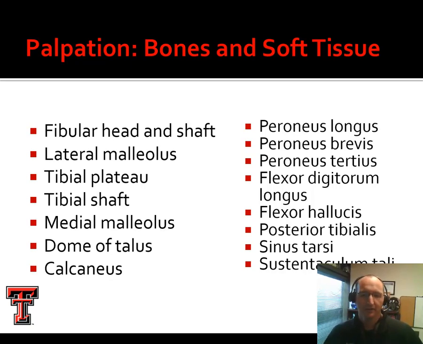Take a look in your textbook, make sure you're familiar with the terms sinus tarsi and sustentaculum tali. Those are two areas that we often will palpate just to make sure we don't have a ligamentous injury or an avulsion fracture. So the sinus tarsi is on the lateral aspect, and that's generally where they're going to hurt if they've got the typical run-of-the-mill lateral ankle sprain. Whereas the sustentaculum tali is on the medial side, and it's just distal to the medial malleolus.